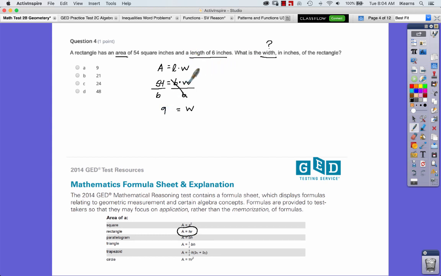The other thing you can do is go through basic trial and error here. Start with the top one, and you could do 9 times 6, and you'll see that does equal 54. You don't have to go any further. If you did 6 times 21, that's going to give you 126, so we're way over our 54 here. So our answer is A.